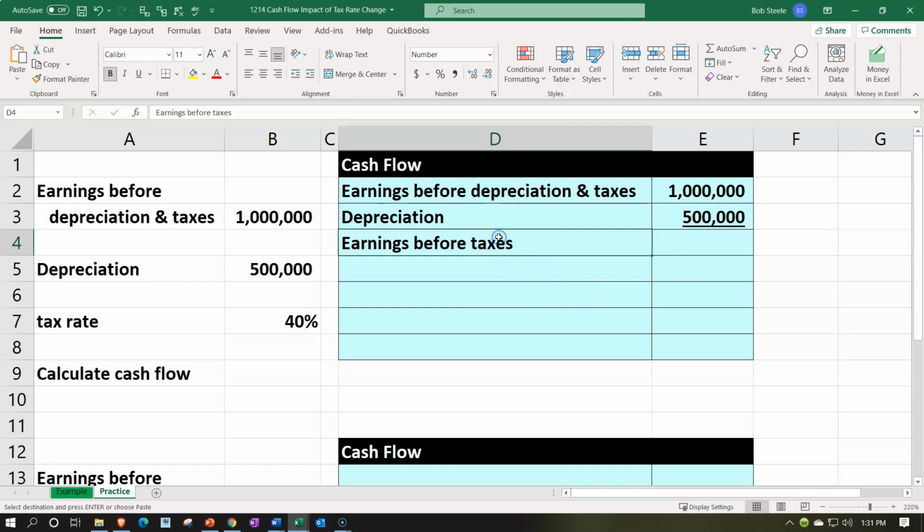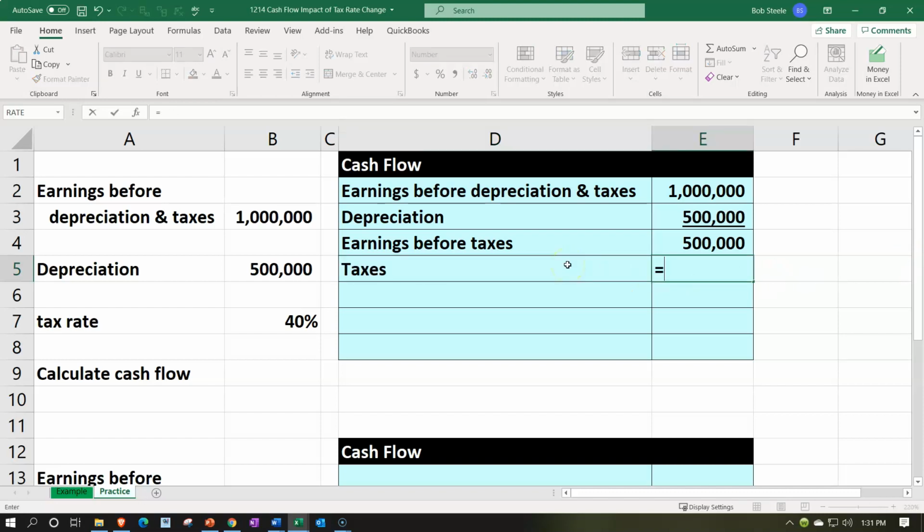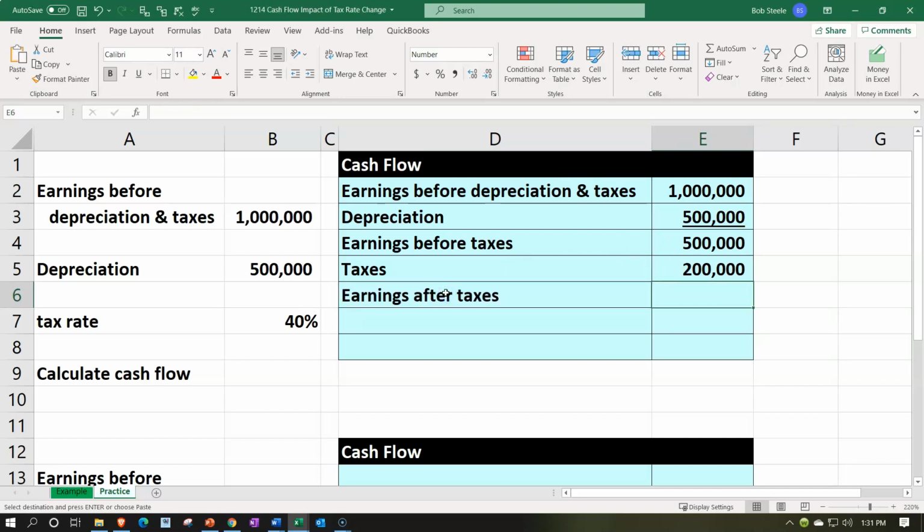Earnings before taxes is going to be equal to the 1 million minus the 500,000. Then we're going to apply the tax rate to get to the taxes. The taxes then are going to be equal to the 500,000 times the 40% tax rate. And then we're going to say our earnings after taxes, after we can calculate the taxes that we have now included the depreciation for, is going to be equal to the 500,000 minus the 200,000. Here are our earnings after taxes, font group and underline.